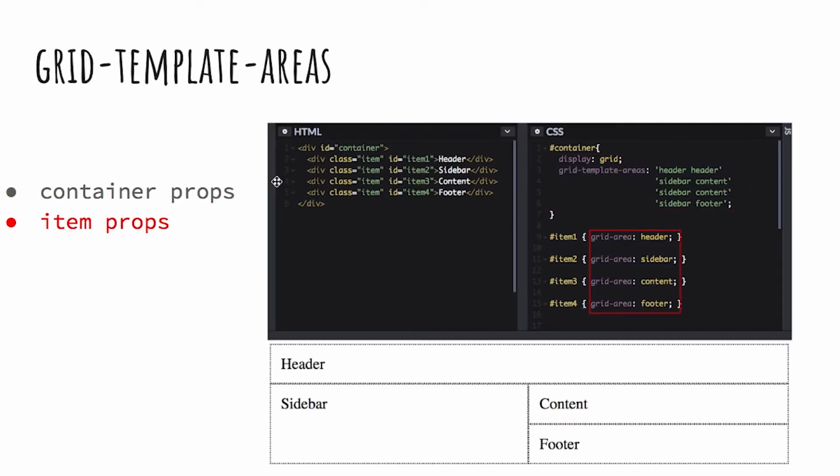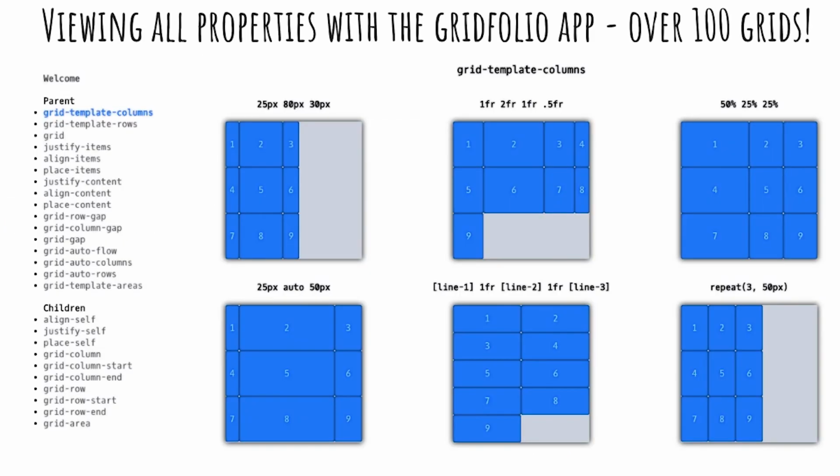And the item props, as we mentioned, container props, the item props are just props that you're specifying on the children. And so grid area is a property that we're specifying on item 1, item 2, and item 3, and item 4, and we're specifying different values for those grid areas, just like that. And that's the gist of CSS Grid. With the Gridfolio app, you'll be able to experience over 100 different types of grids. And here are all the different parent properties that we're going to explore, and then the child properties down here as well.